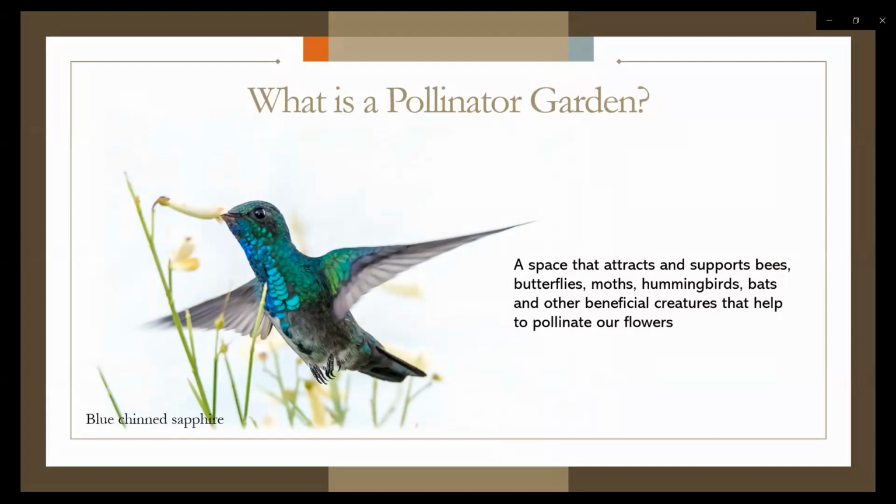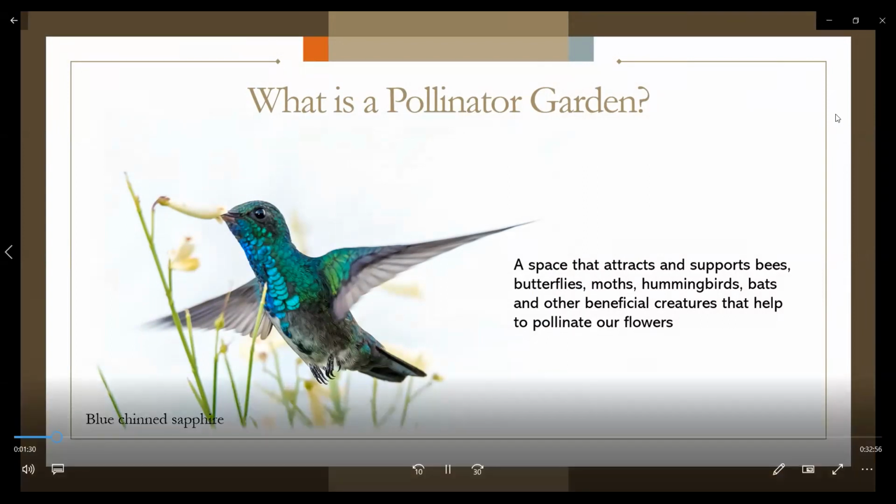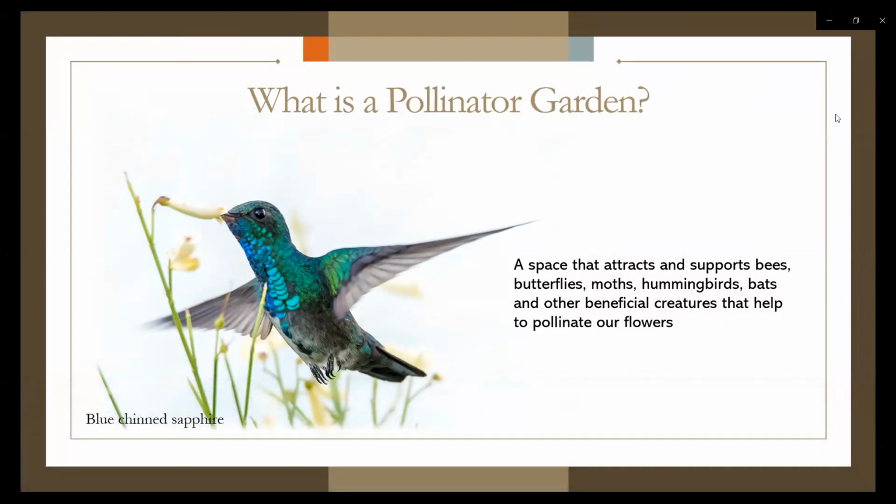So what is a pollinator garden? Well, it's a space, big or small, where we provide flowers and plants that support and feed bees, hummingbirds, moths, bats, insects, and basically anything that can help us with pollinating our plants and those in the nearby areas.